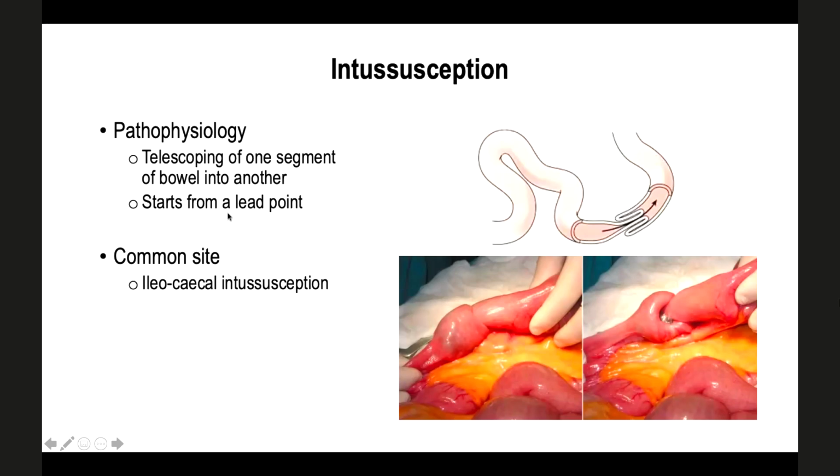And there is something called a lead point. There is usually some sort of thickening. It may be lymphoid hyperplasia or a small tumor or a polyp that the bowel thinks is part of the content of the intestine. And so during the peristalsis, it gets dragged like this into the distal bowel. Okay, and it results in this thing called an intussusception. A very common site is the ileocecal. So the ileum intussuscepts itself through the ileocecal junction into the cecum.